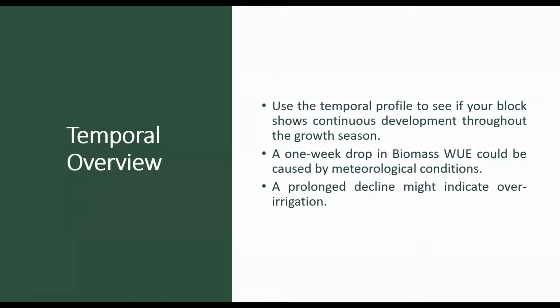You can use the temporal profile to easily see if your block shows continuous development throughout the growth season. A 1-week drop in biomass water use efficiency could be caused by meteorological conditions. However, if a strong prolonged decline is visible, it might indicate over-irrigation, especially if no evapotranspiration deficit can be identified and actual evapotranspiration, compared to surrounding blocks, peaks. However, it needs careful consideration to conclude whether or not a block suffers over-irrigation.